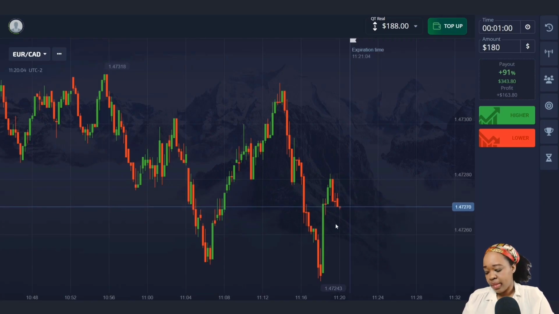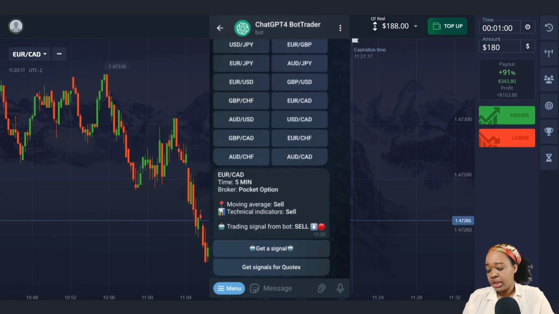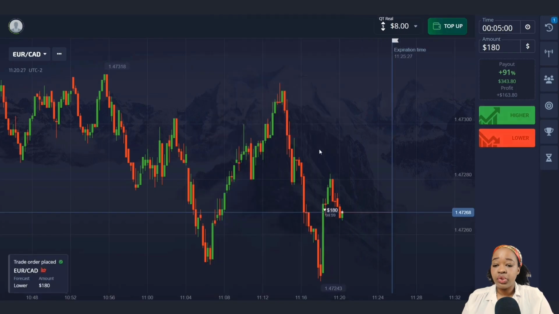Right now I'm accessing the bot's Telegram channel, and here it provides me with a list of currency pairs to choose from. I'm going to simply select and click on the one from which I want to receive a signal. Here it suggests to open a 5-minute trade down. I'm going to follow the specified conditions and tap the red button, and at the same time I can see that the overall price potential is going down.